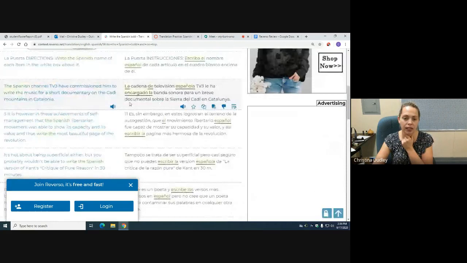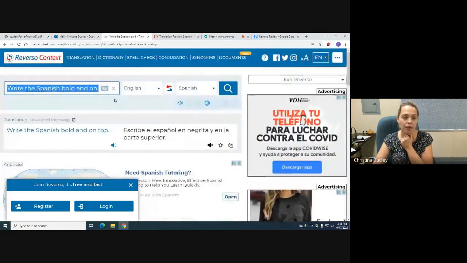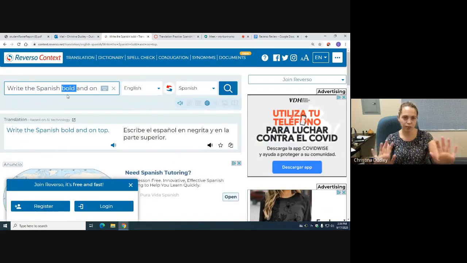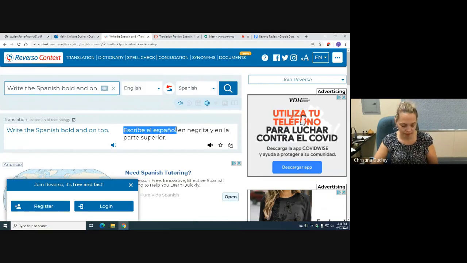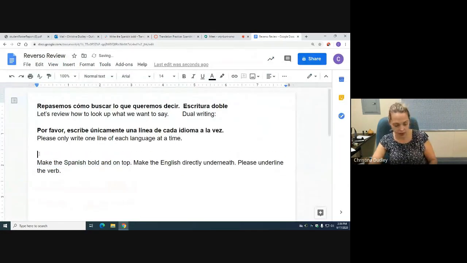Does it have bold down here? Write the Spanish. Write the Spanish. There's no bold. Okay. Well, I'm afraid here if I take out write away from bold, I think that's going to give me like, hey, you're just a bold personality. So I'm going to copy this, write the Spanish, into my Reverso, into my writing here.